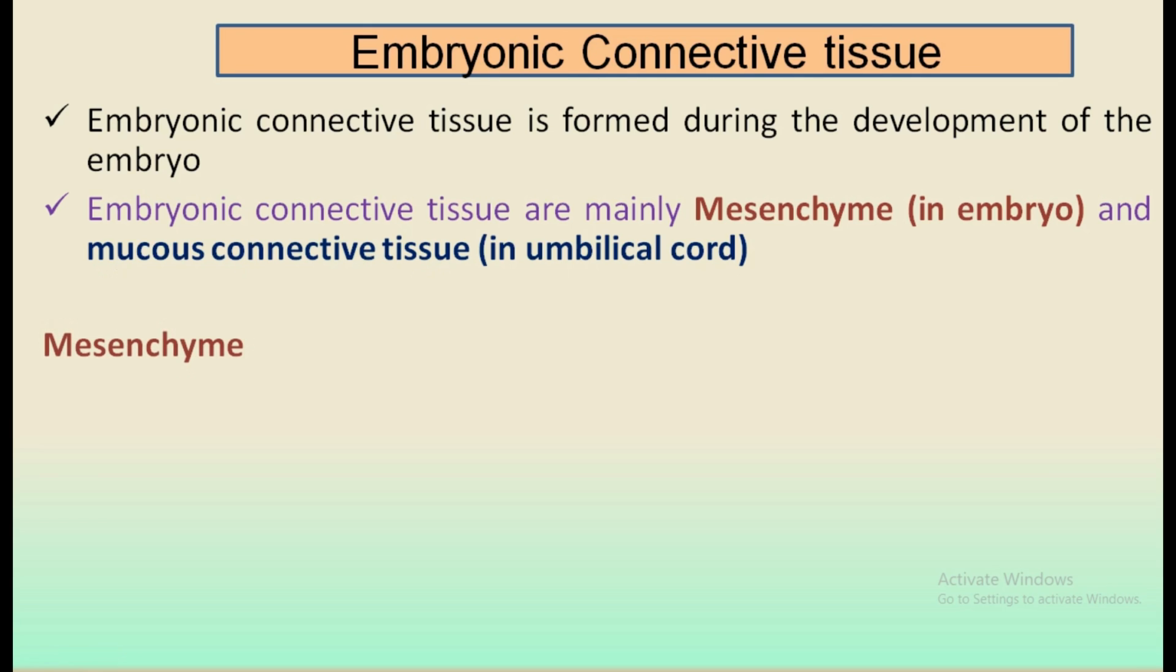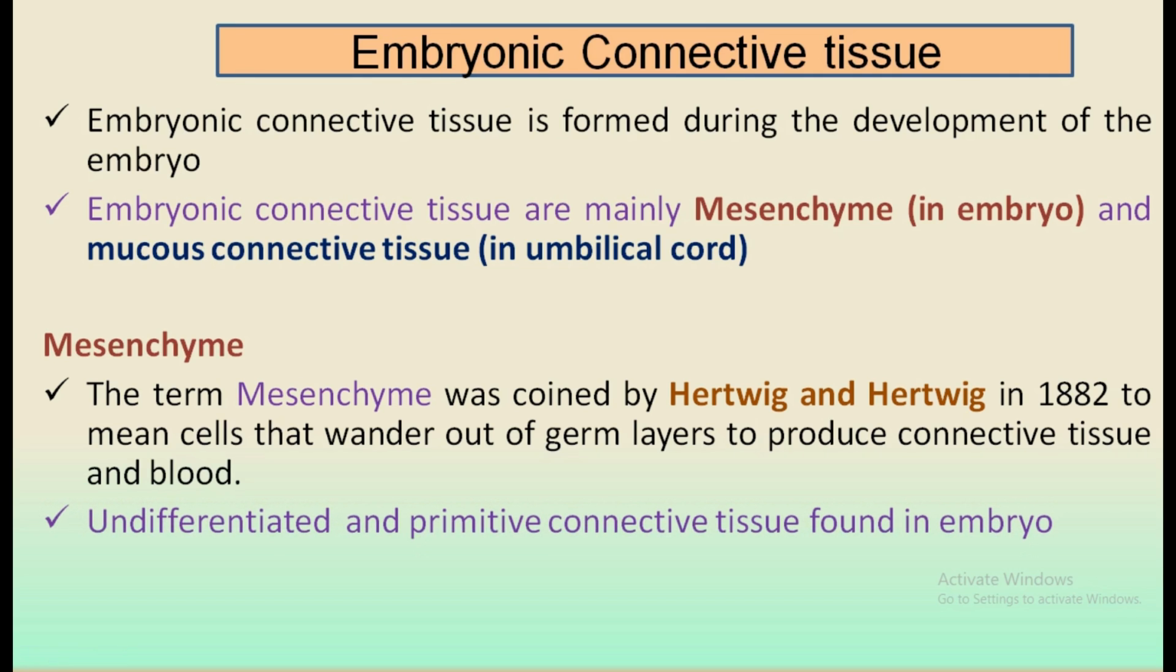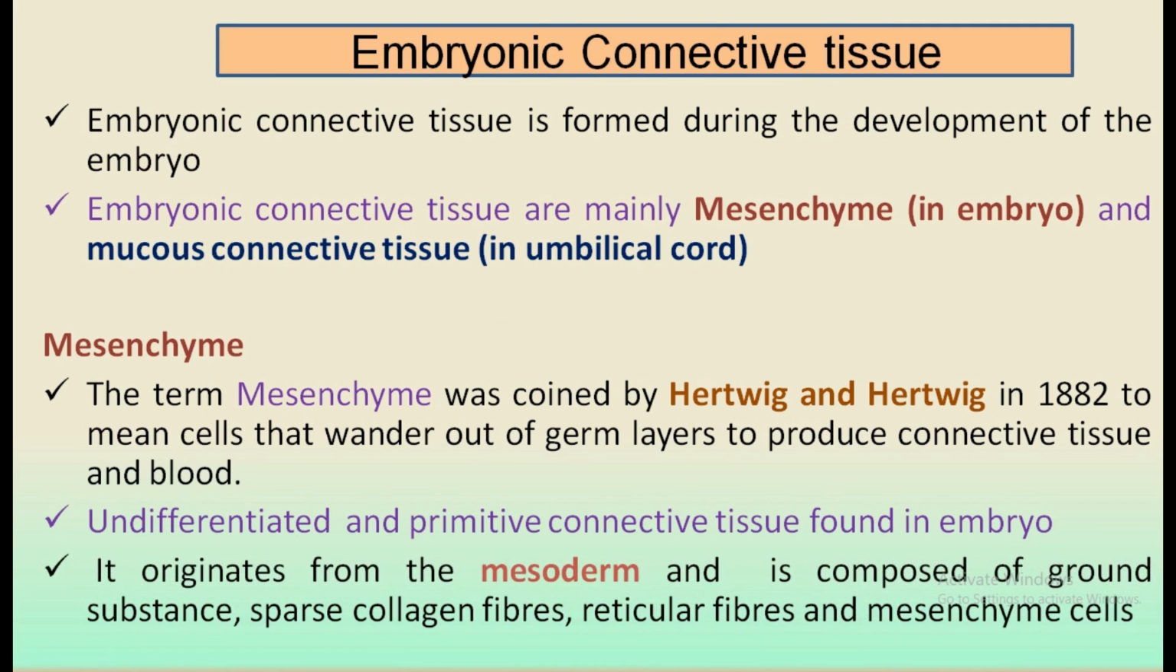Now let us see what is mesenchyme. The term mesenchyme was coined by Hertwig and Hertwig in the year 1882 to mean cells that wander out of germ layers to produce connective tissues and blood. And mesenchyme is undifferentiated and primitive connective tissue which is found in the embryo. The origin of mesenchyme is mesoderm, and it is composed of ground substance, sparse collagen fibers, reticular fibers and mesenchyme cells.